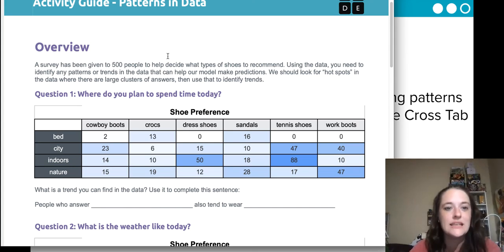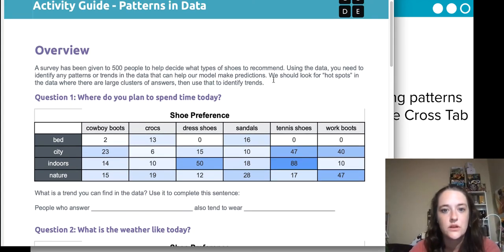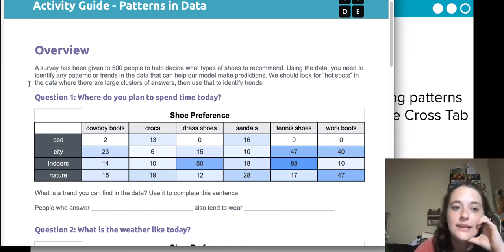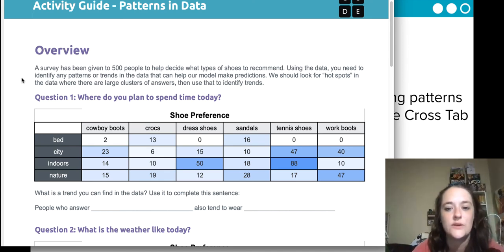A survey has been given to 500 people to help decide what types of shoes to recommend. Using the data, we need to identify any patterns or trends in the data that can help our model make predictions, and we should look for hotspots in the data where there are large clusters of answers and then use that to identify trends.